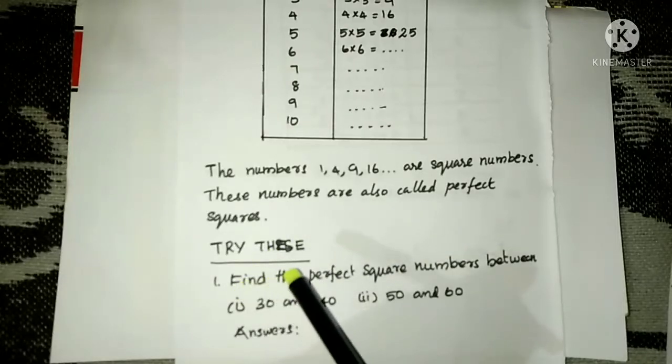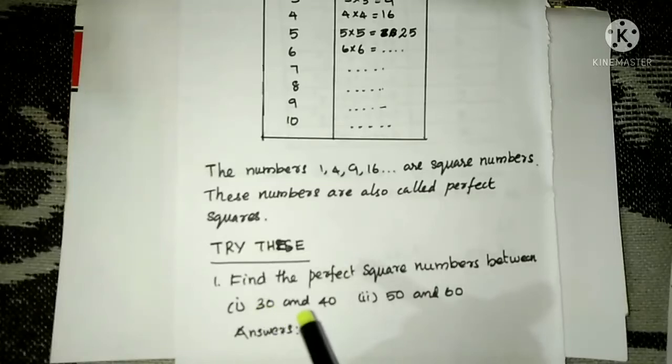Let us try these questions. You can pause the video and try these. Find the perfect square numbers between 30 and 40. The second one, between 50 and 60. So pause the video and find the answer.